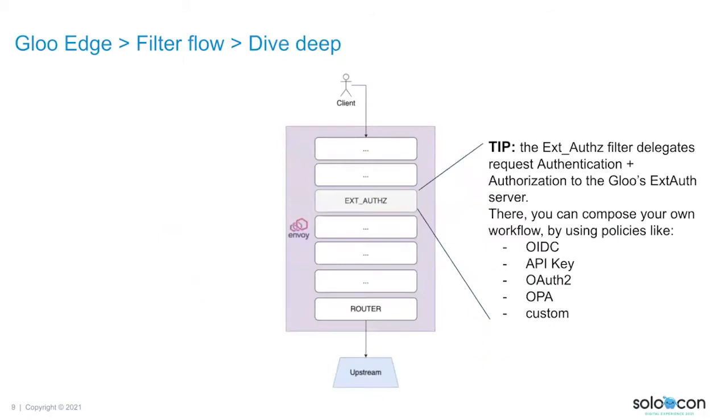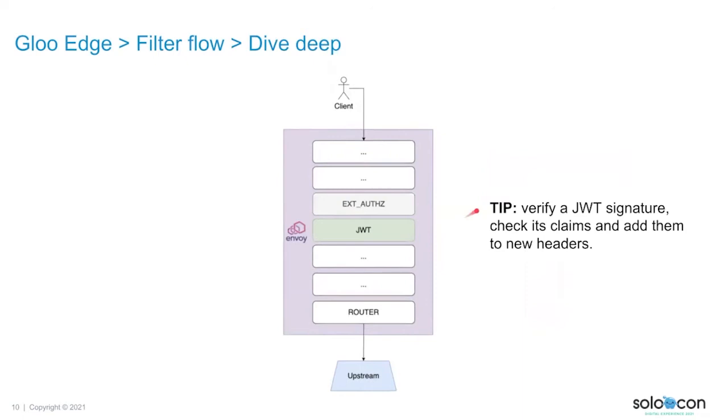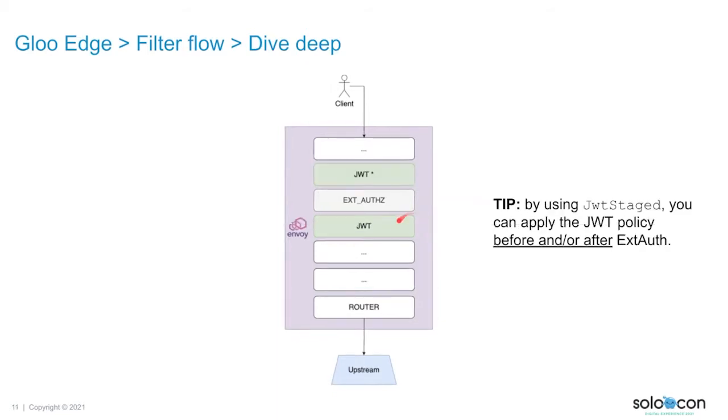I first start with the ExtAuth filter. This filter will connect to the Gloo ExtAuth server, where you can configure different kinds of built-in authentication and authorization policies. You can even build your own policies, and you can mix them all together. I will come back to this in my next talk. Now the JWT filter. So basically, you can verify your JWT signature and check its claims, and also add them to new headers. You can also apply this JWT filter before the ExtAuth filter.